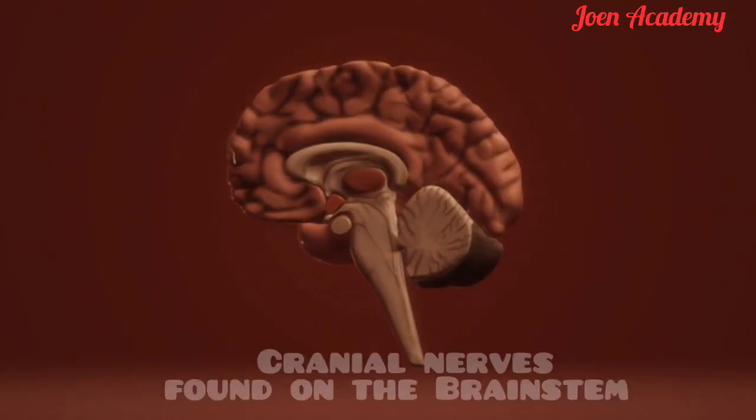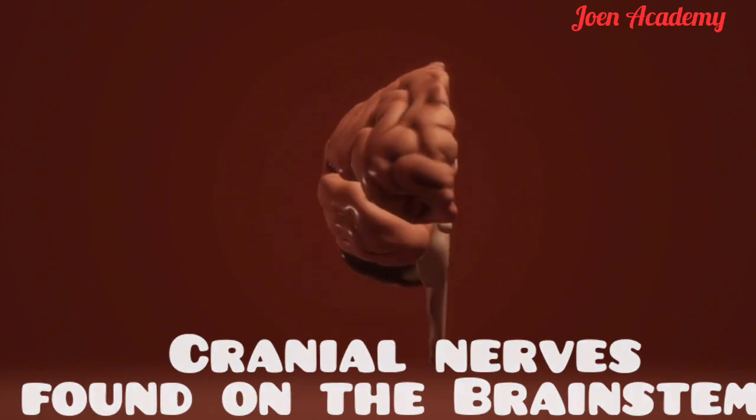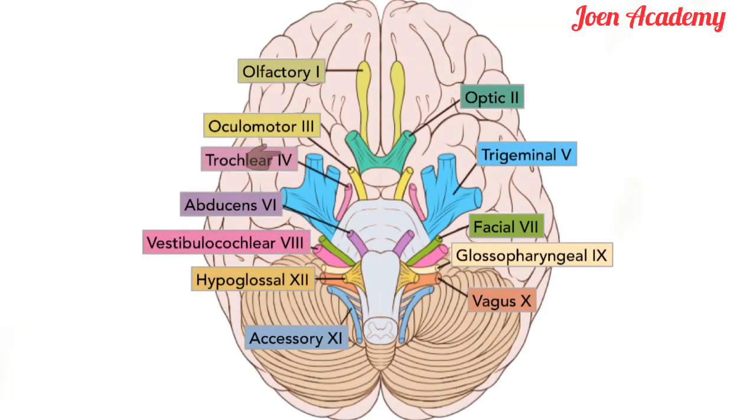Let's have a look at the different cranial nerves that come out from the surface of the brainstem. On the midbrain, two cranial nerves arise. They are cranial nerve 3 and cranial nerve 4. Cranial nerve 3 is the oculomotor nerve, while cranial nerve 4 is the trochlear nerve. Meanwhile, there's a short video on the 12 cranial nerves. You can check it out on our playlist on the YouTube channel Joen Academy.